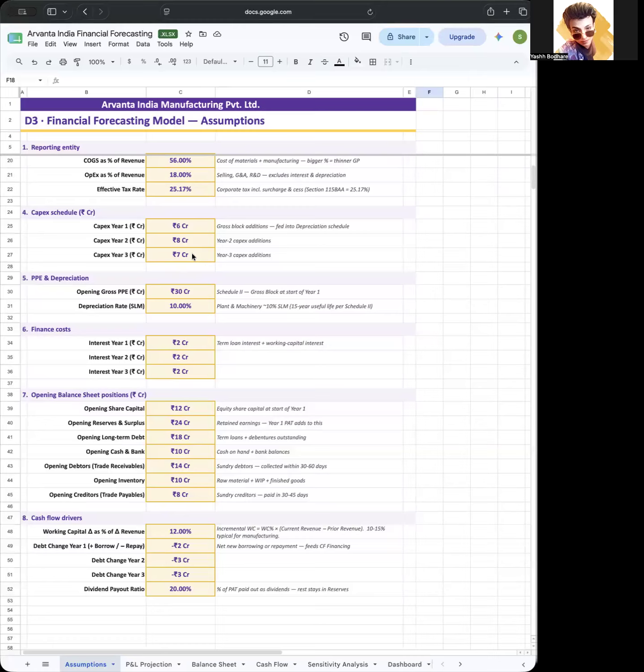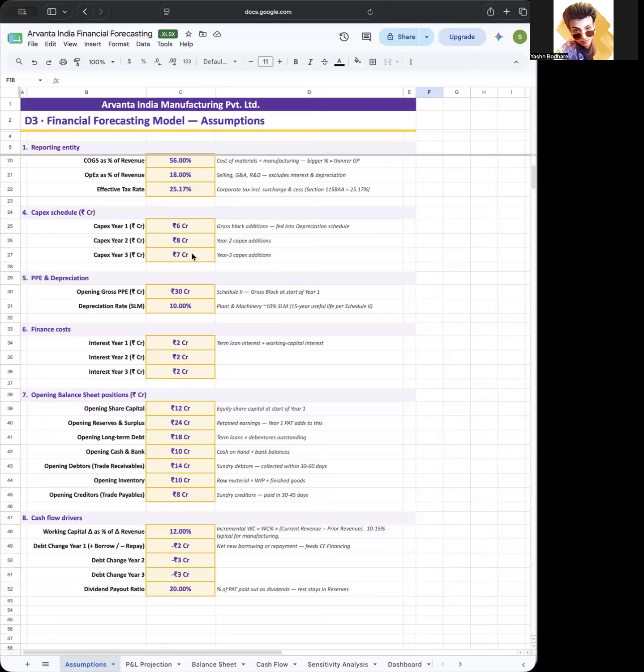So yeah, efficiency improvements are super important, right? So the 3 year capex plan is therefore not simply increasing mechanically. It reflects a deliberate investment story: upgrade in year one, expansion in year two, and optimization in year three. Moving on to PPE and depreciation. PPE stands for property, plant, and equipment. So opening gross PPE is 30 crores, as you can see.